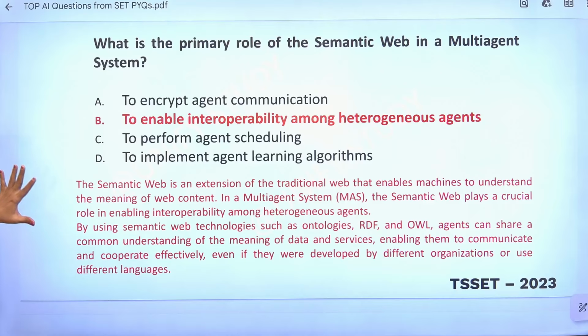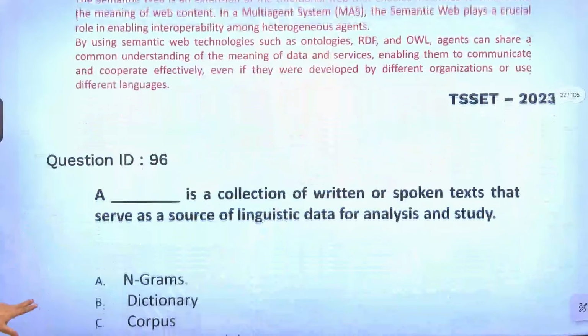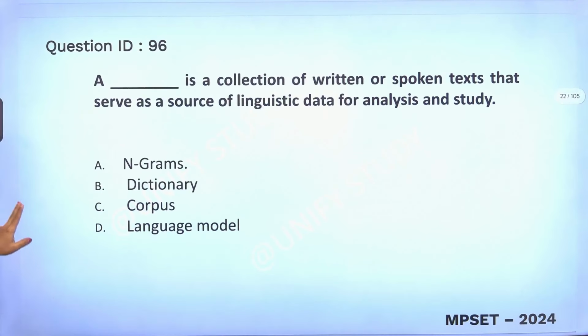Very important concept, multi-agent system. You are getting so many questions, so definitely make a note on multi-agent. Now do this.